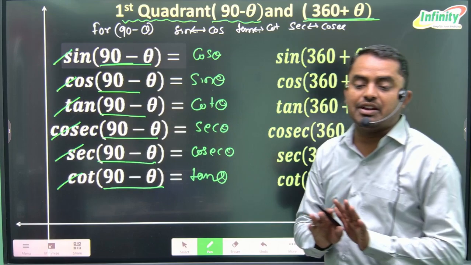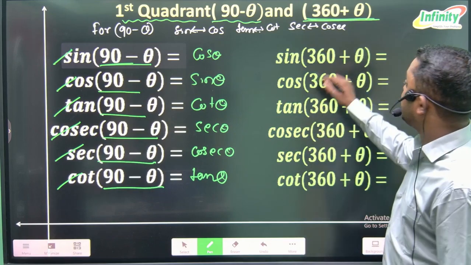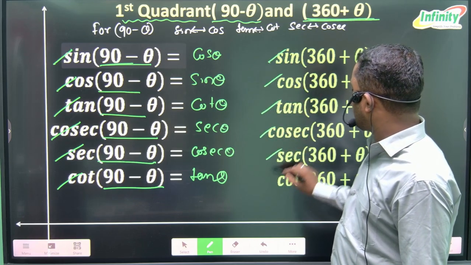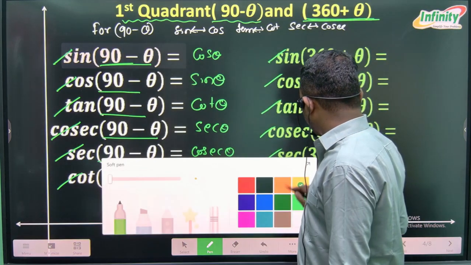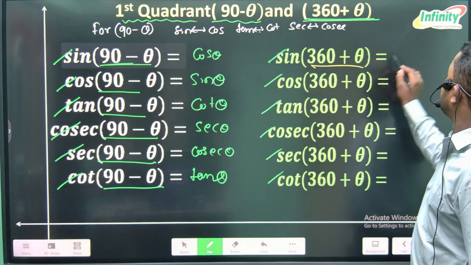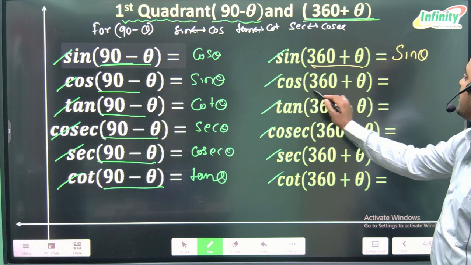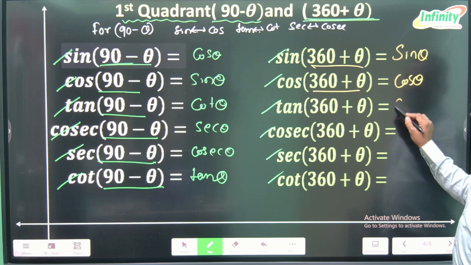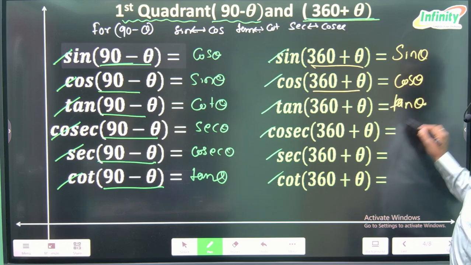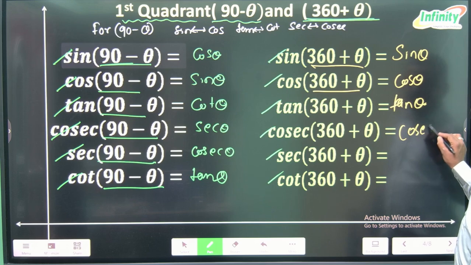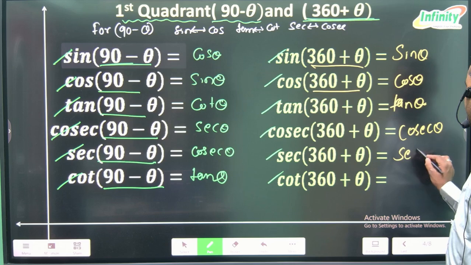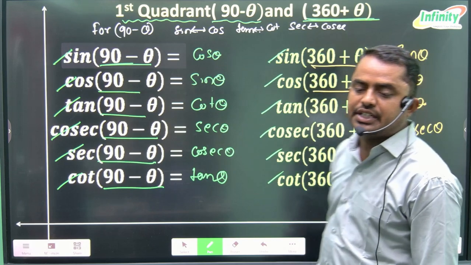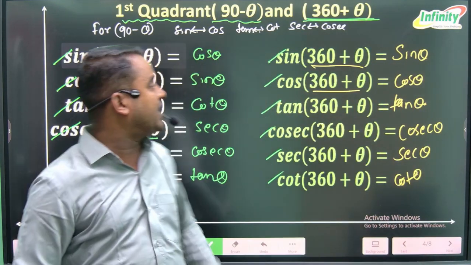360 plus theta means there will be no change here. Sine 360 plus theta also lies in the first quadrant, and in the first quadrant all are positive. So I am going to write the formulas here. Sine 360 plus theta means sine theta only. Cos 360 plus theta is cos theta. Tan 360 plus theta is tan theta. This one is cosec theta. This one is sec theta. And this one is cot theta. For 360 plus theta, all values are positive and the function will not change.